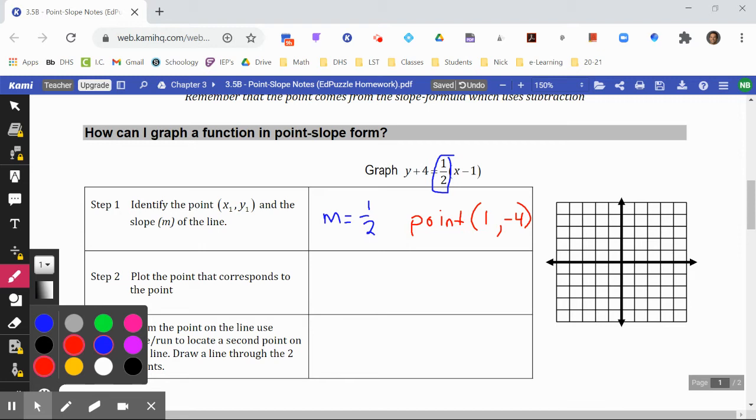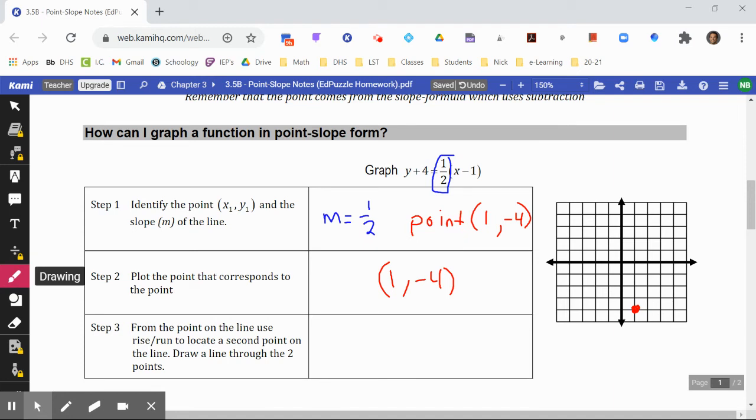Perfect, check, done. Step 2 says to plot the point that corresponds to the point. Well, our point is 1 comma negative 4. So I need to go ahead and plot that first. Just like in slope-intercept form, you have to start with a point. And in this case, my point is that x comma y, which is 1 comma negative 4. So I'm going to go 1 to the right, and I'm going to go 4 down. And I'm going to go ahead and plot my 1 comma negative 4.